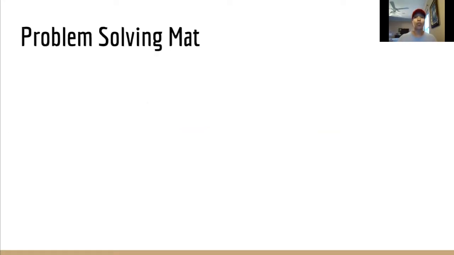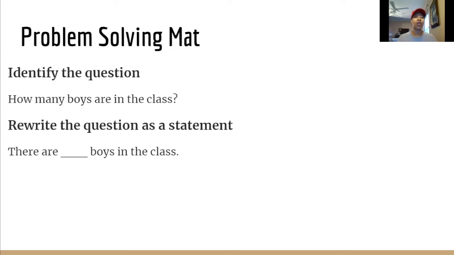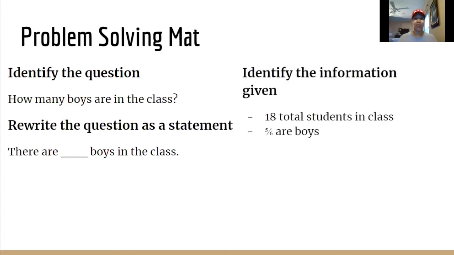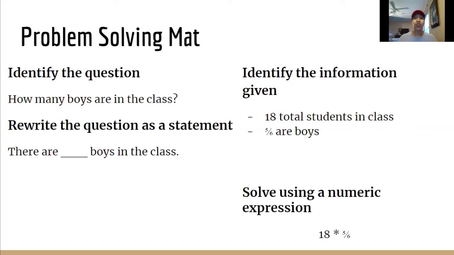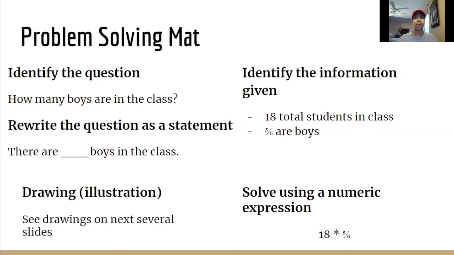Let's start off with our problem solving mat. We know that the question that we have to find out is how many boys are in the class? Well, if we rewrite this question as a statement, we could write there are blank boys in the class. The information that we've been given from the problem tells us the total number of students, which is 18. And 5/6 of those students are boys. If we were to write a numeric equation, we would write 18 times 5/6. Let's look at our pictorial representation.